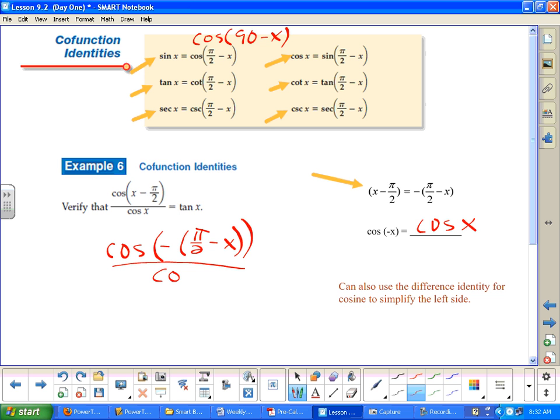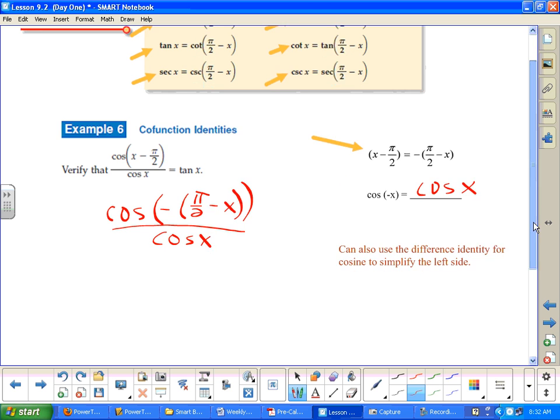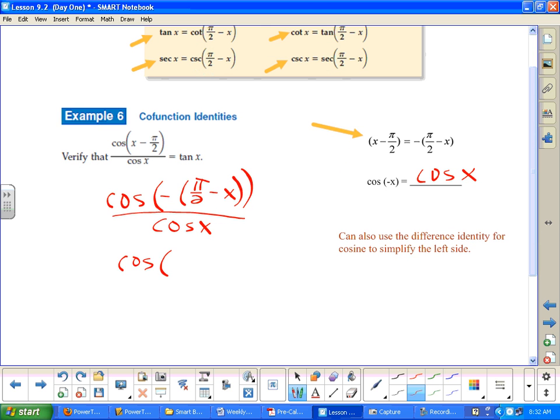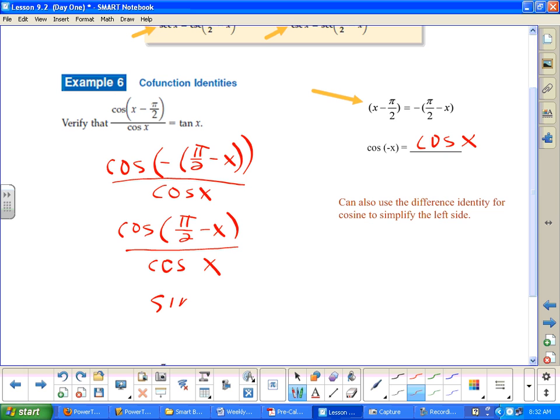Divided by the cosine of x. So then, let's see, the cosine of a negative angle is just the cosine of that angle. So this equals the cosine of pi over 2 minus x over cosine of x. All right. But this is a cofunction identity. Cosine of pi over 2 minus x is equal to sine of x. So here we have sine of x over cosine of x, which does equal tangent.